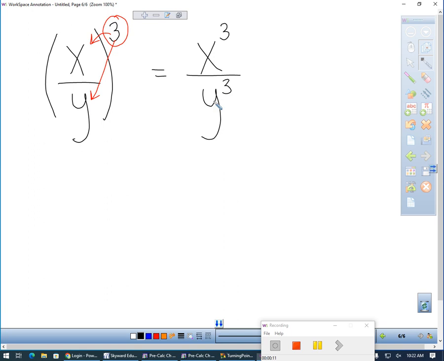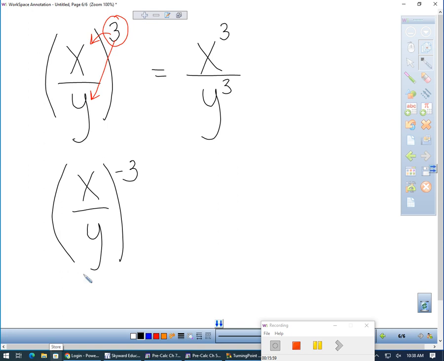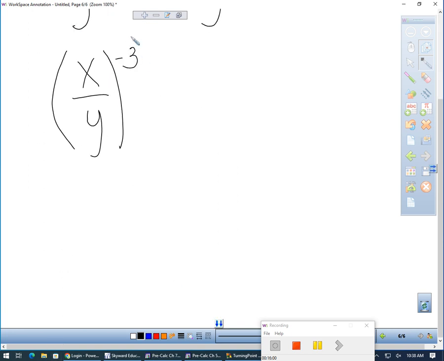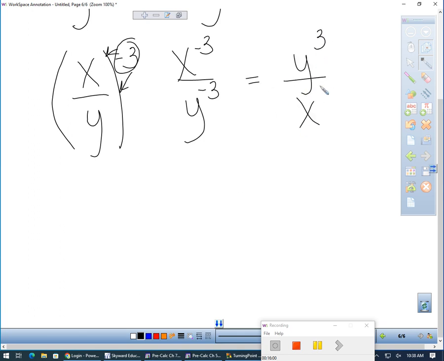I'm going to throw one more little wrench in that little rule. If I have x over y raised to the negative 3, we can do this one of two ways, and you guys are going to tell me which way you would prefer to do it. Way number one is you give this negative exponent to everything on the inside. So you get x to the negative 3 over y to the negative 3. Then what would we have to do? Flip it, exactly. So this becomes y to the third over x to the third.